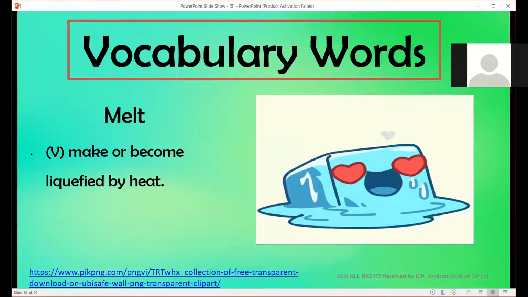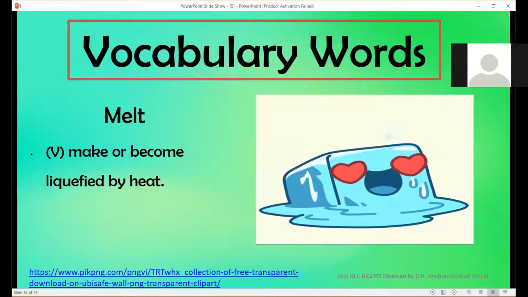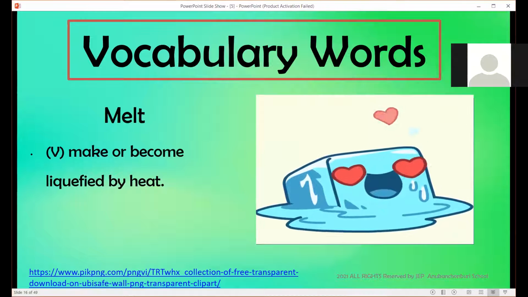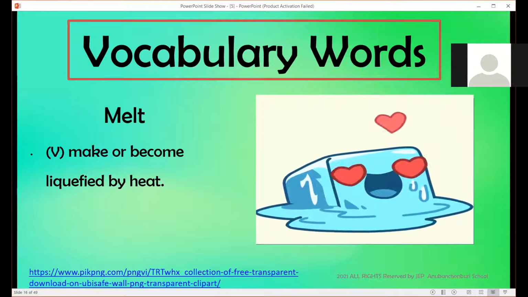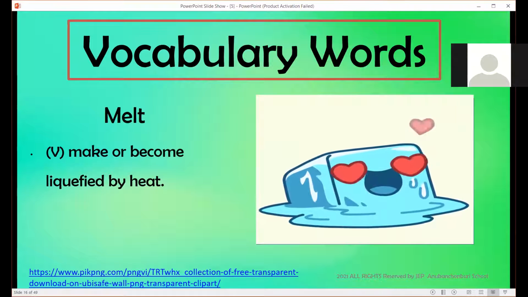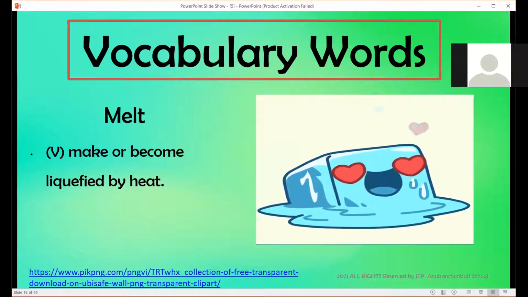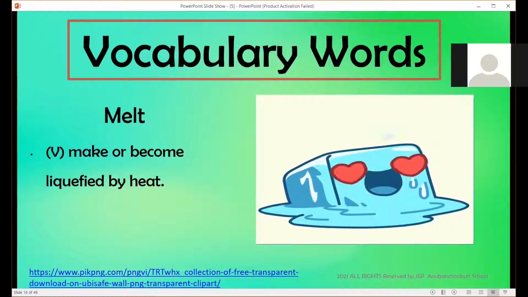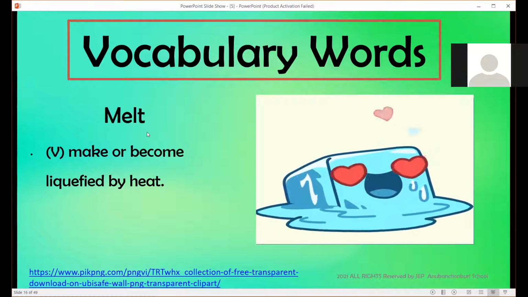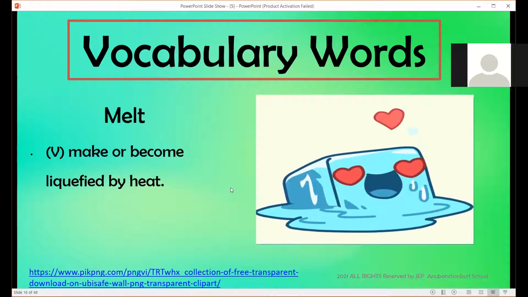Make or become liquid by heat. Okay, I will read again. Make or become liquefied. Liquefied means it will become liquid. Or we also have the word solidified. Solidified means it will become solid. In this case, it will become liquefied, to make something become liquid. That is the meaning of the word melt.